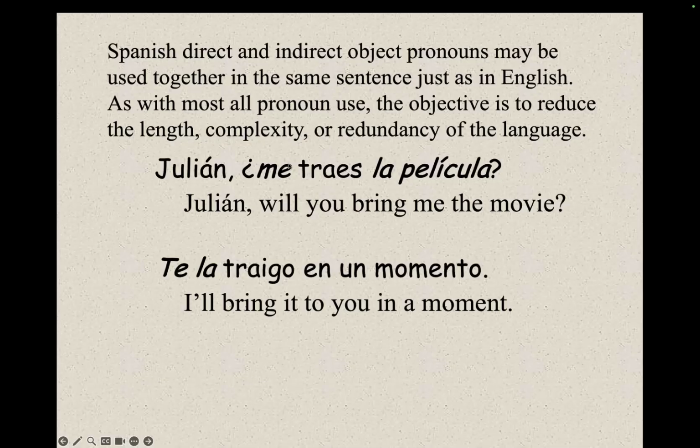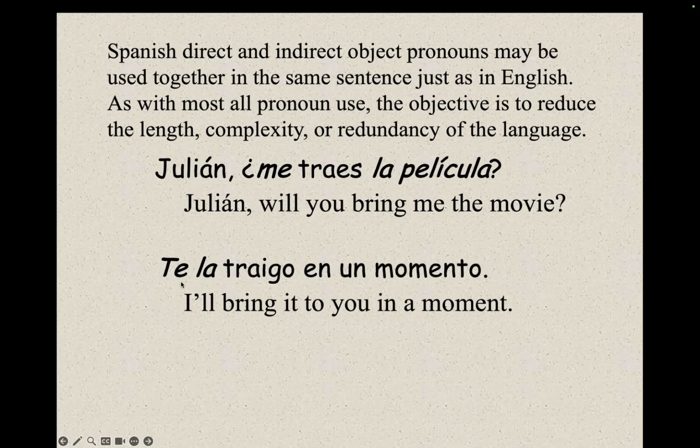Will you bring the movie to me? And now Julián answers, "Te la traigo en un momento." So what is this "la" accounting for? It is replacing "la película," a feminine noun, so that would be "ella," right? And then "te" means "I'll bring it to you." Remember, this is a dialogue dynamic. So Julián is now addressing the person using "te" in the tú form. So I will bring it to you in a moment.